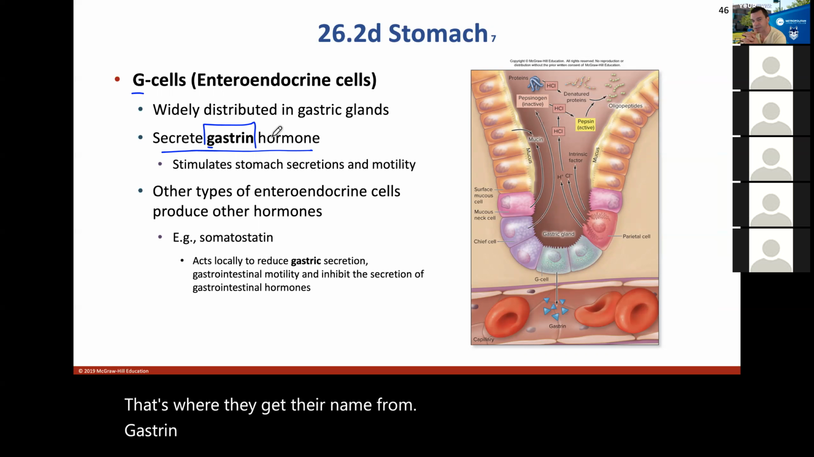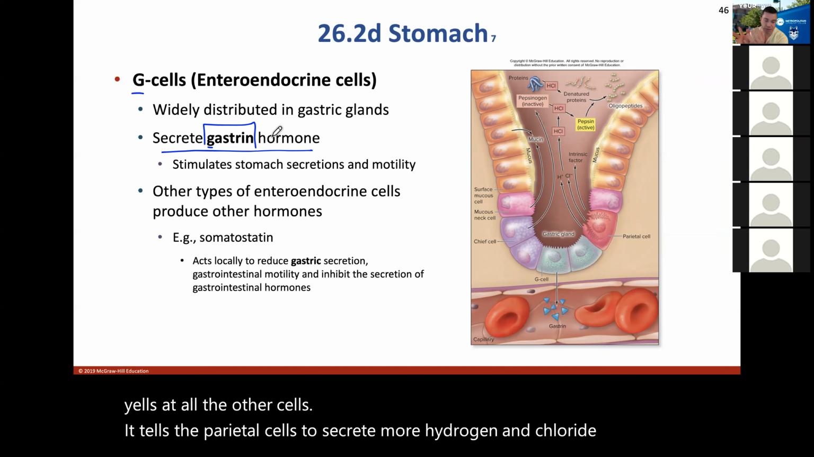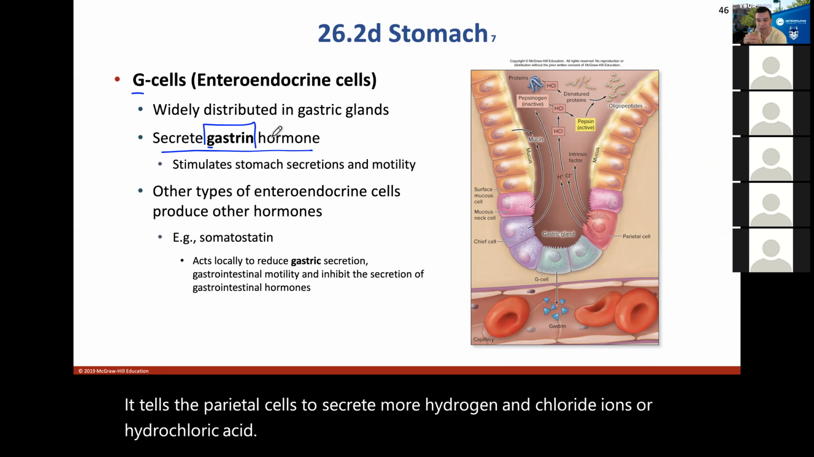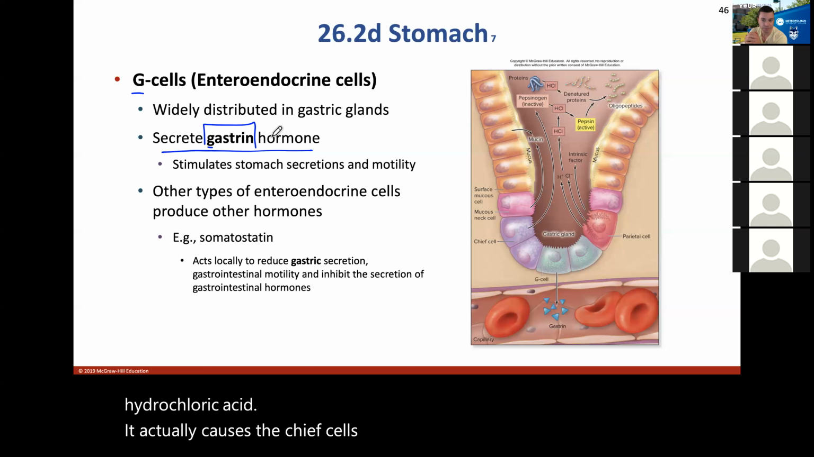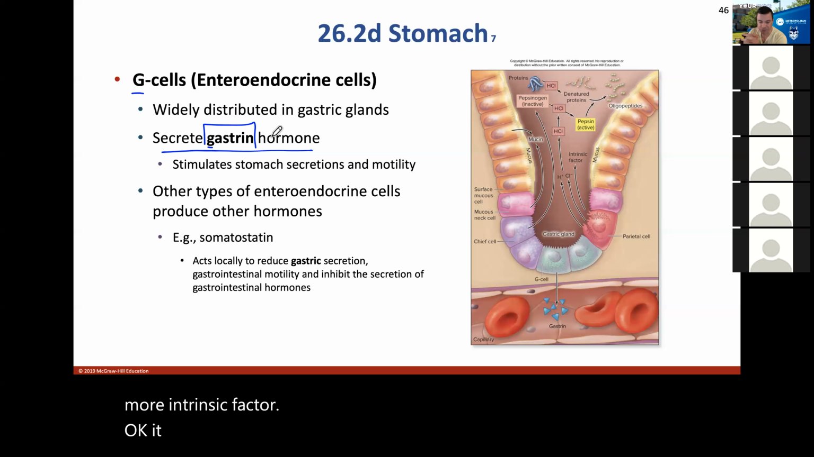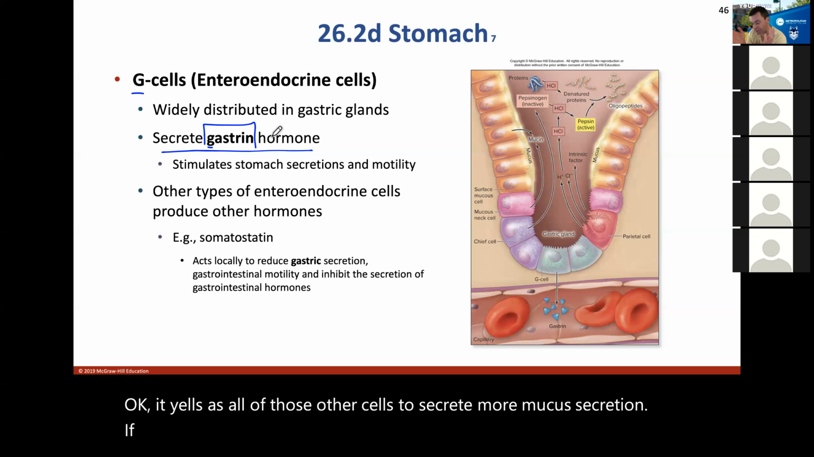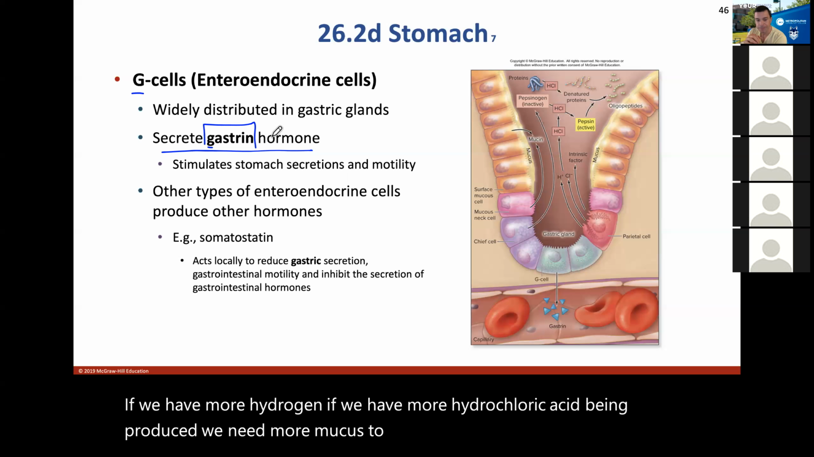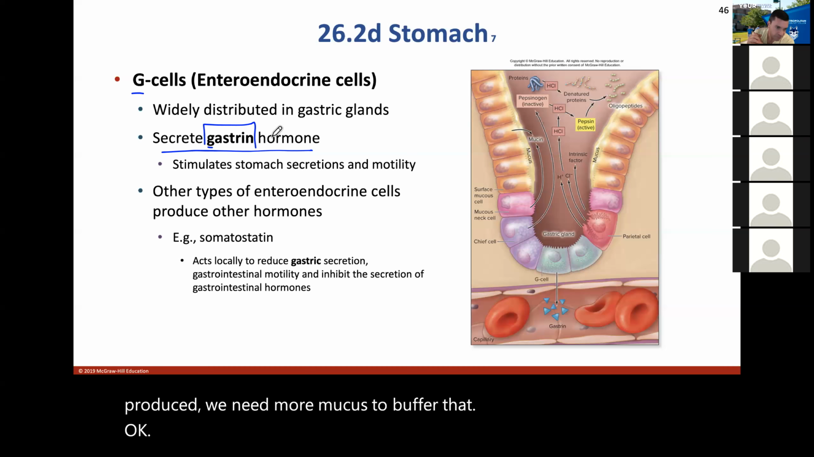actually yells at all the other cells. It tells the parietal cells to secrete more hydrogen and chloride ions, or hydrochloric acid. It actually causes the chief cells to secrete more pepsinogen, more intrinsic factor. It yells at all of those other cells to secrete more mucus. If we have more hydrochloric acid being produced, we need more mucus to buffer that. So gastrin is the big claim to fame here.